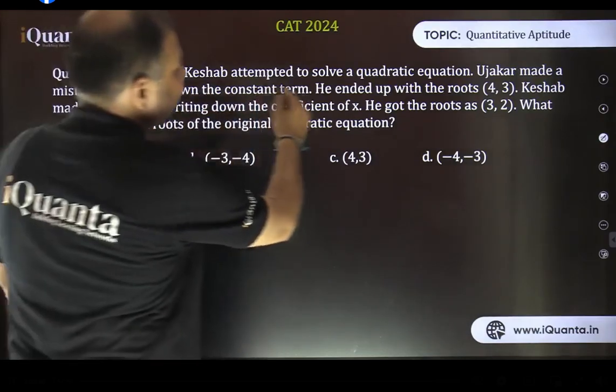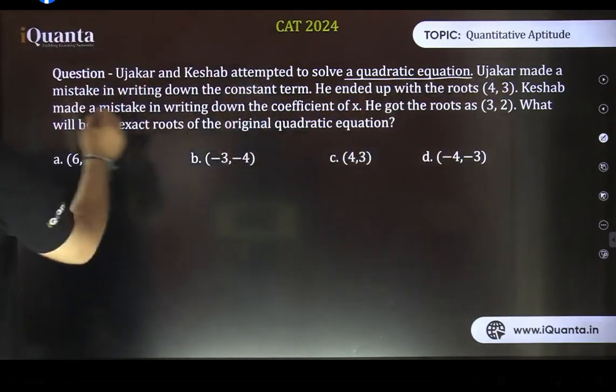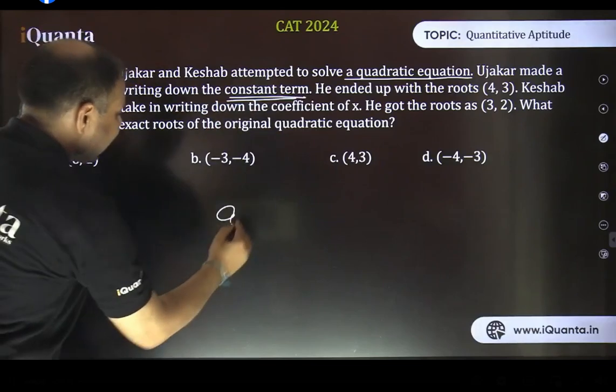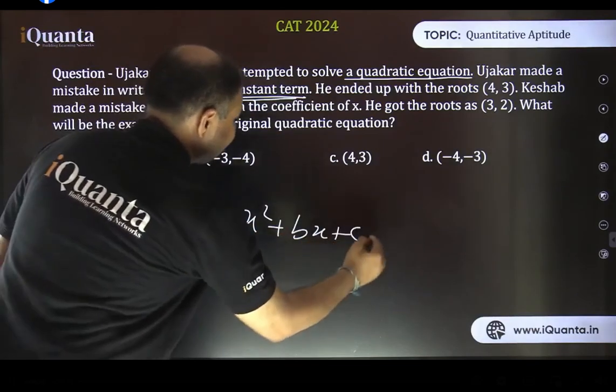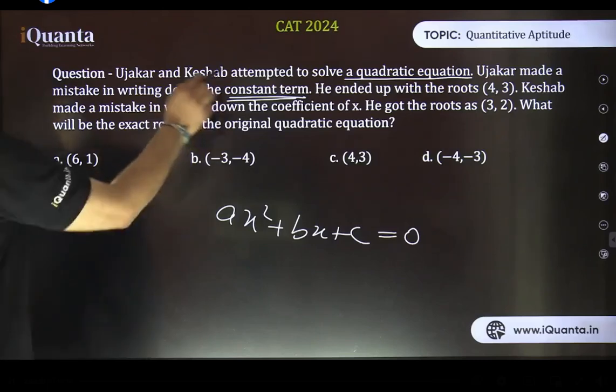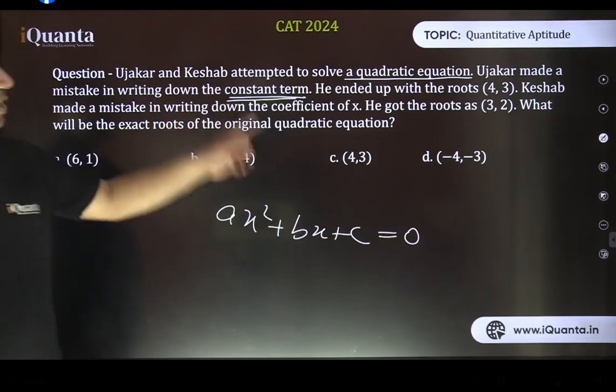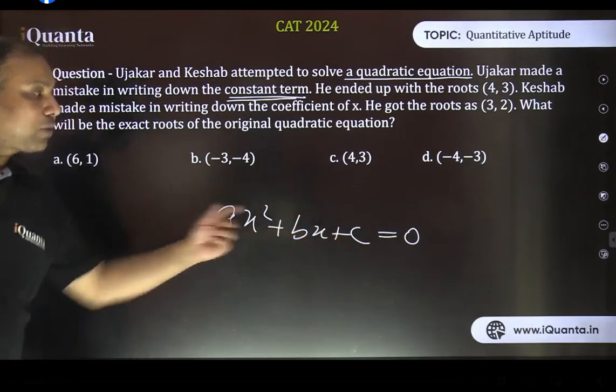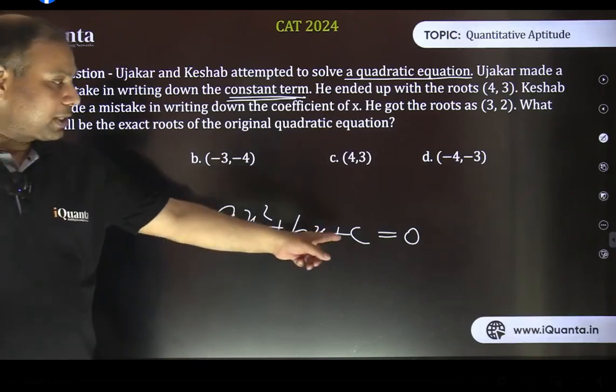Ujakar and Keshav are 2 persons attempting to solve a quadratic equation. Ujakar made a mistake in writing down the constant term. See, ax square plus bx plus c equals to 0 is the quadratic equation. He has made the mistake in writing down the constant term. It means some of the roots must have been found correctly. Because c he has found wrongly.